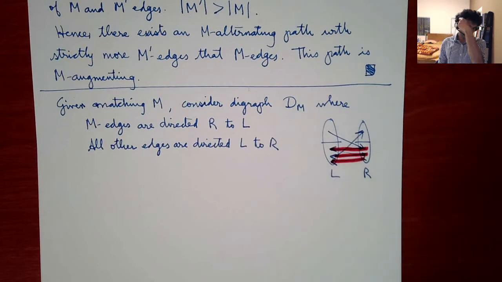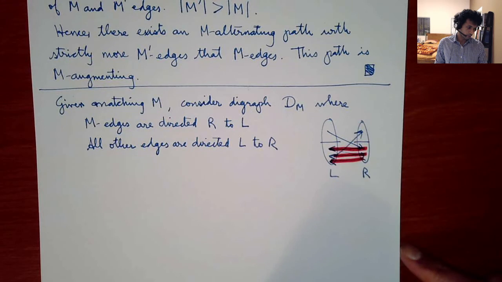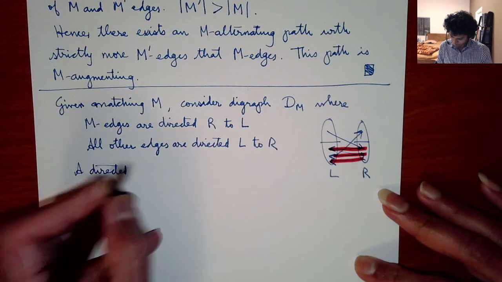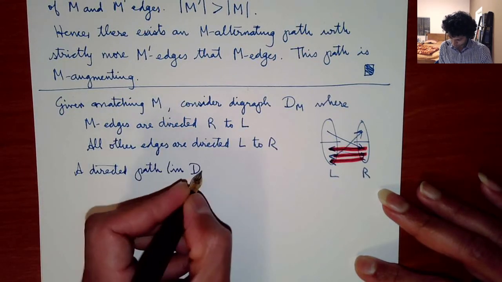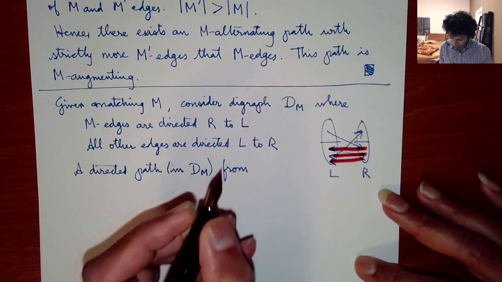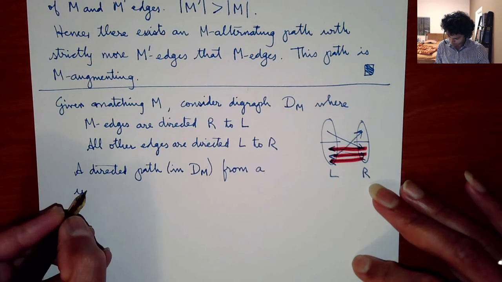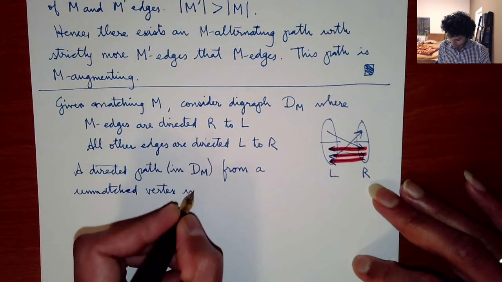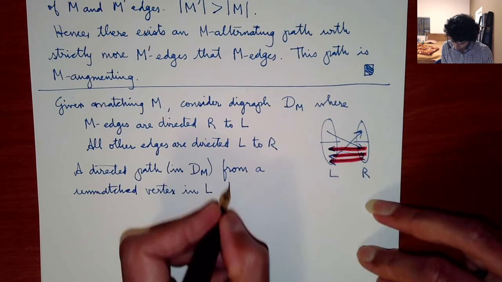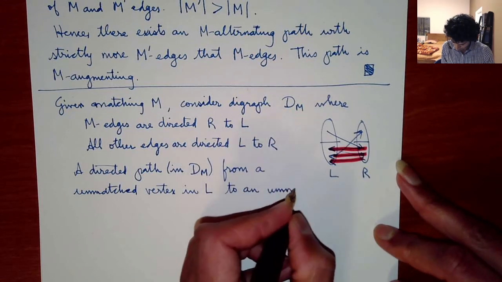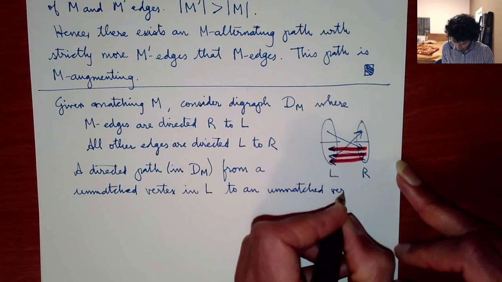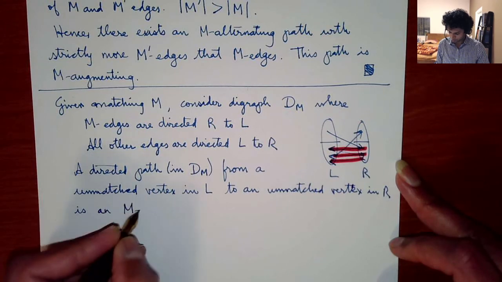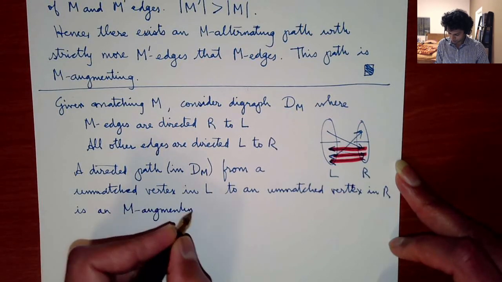Right? So the M edges are directed backwards, every other edge is directed forwards, and a directed path, which is in DM, from an unmatched vertex in L to an unmatched vertex in R is an M augmenting path.